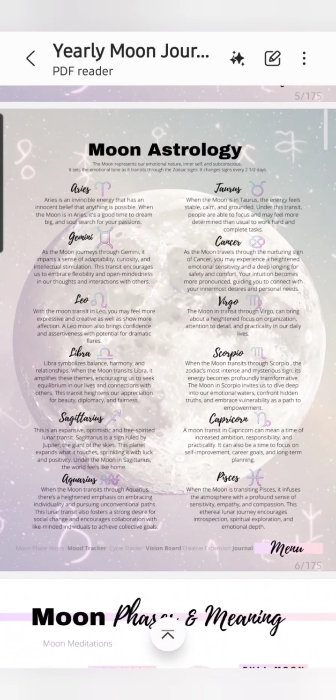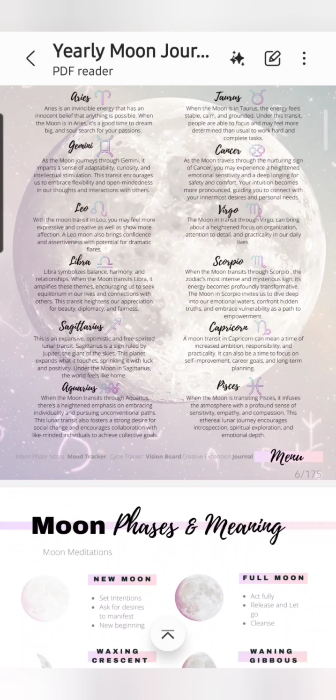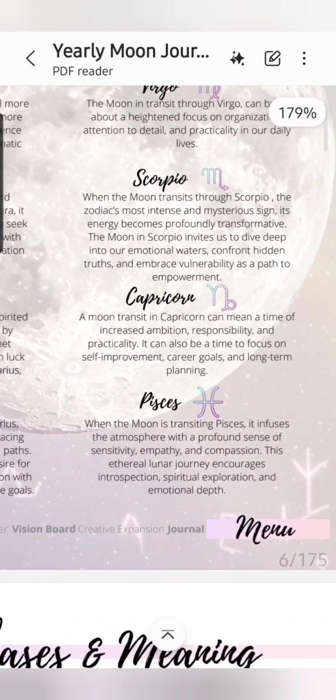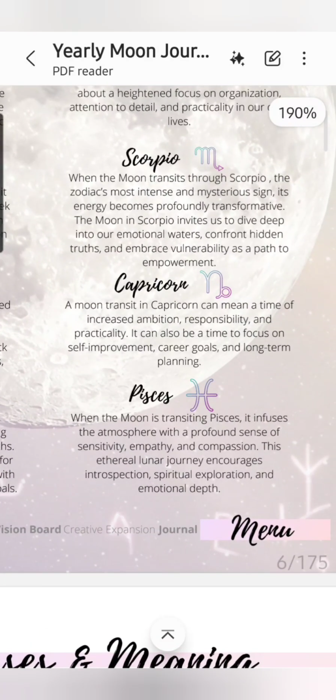and it takes me to the page where I can now look to see what Capricorn is about here. Let's see if we can make this bigger. Get out of that little drawing phase and make it bigger here. So a moon transit in Capricorn can mean a time of increased ambition, responsibility, and practicality. It can also be a time to focus on self-improvement, career goals, and long-term planning.